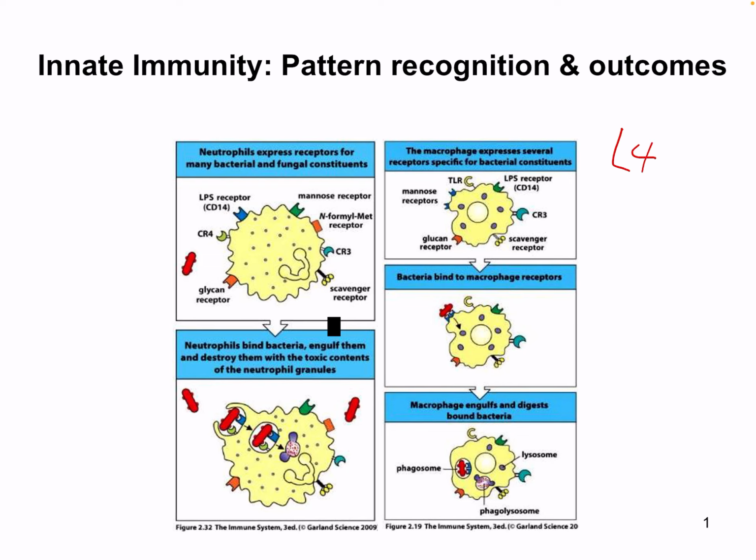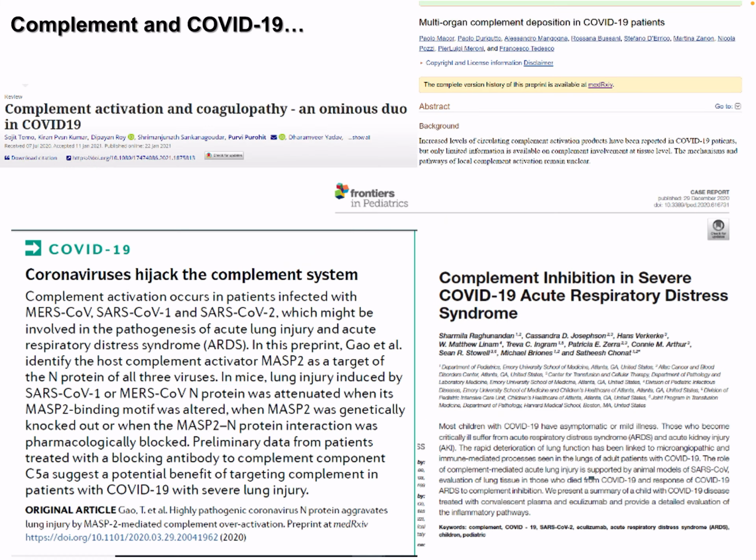Today we're going to be talking about the pattern recognition receptors and their outcomes. So again, just a quick look at this. We're going to be looking at all these different figures today, all these different receptors. We're going to look at how they're all activated and how they work. Take a deep look at TLRs. And just keep that in mind.